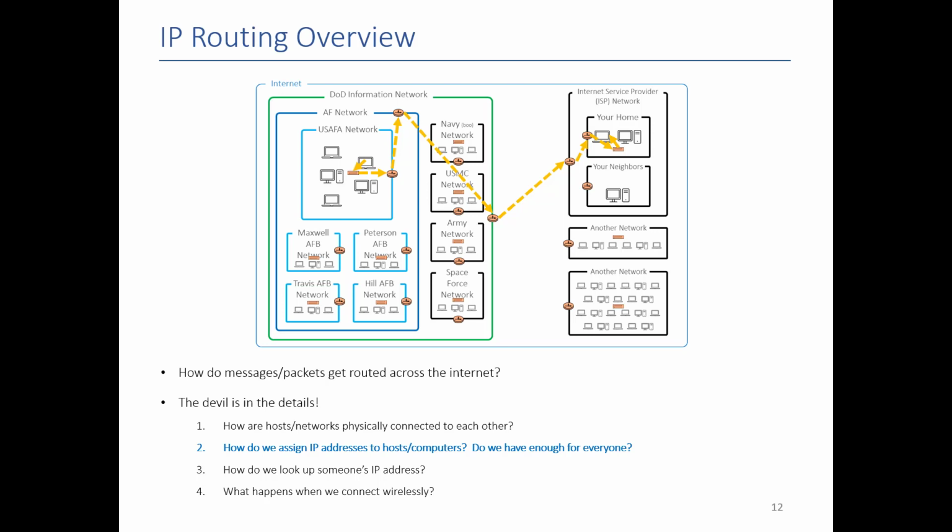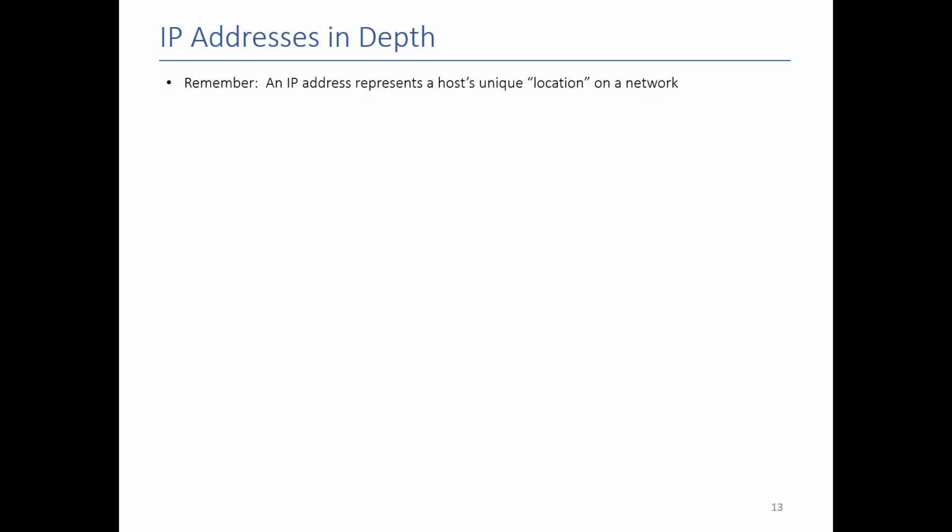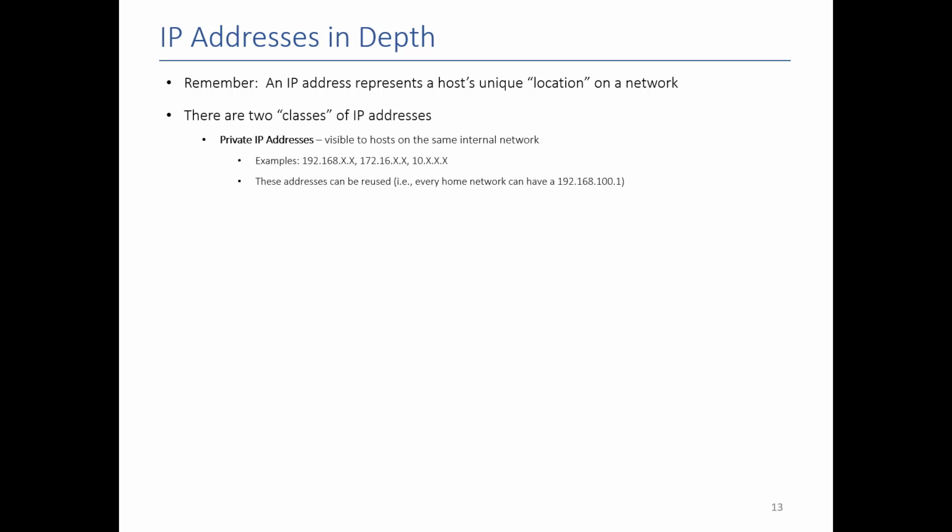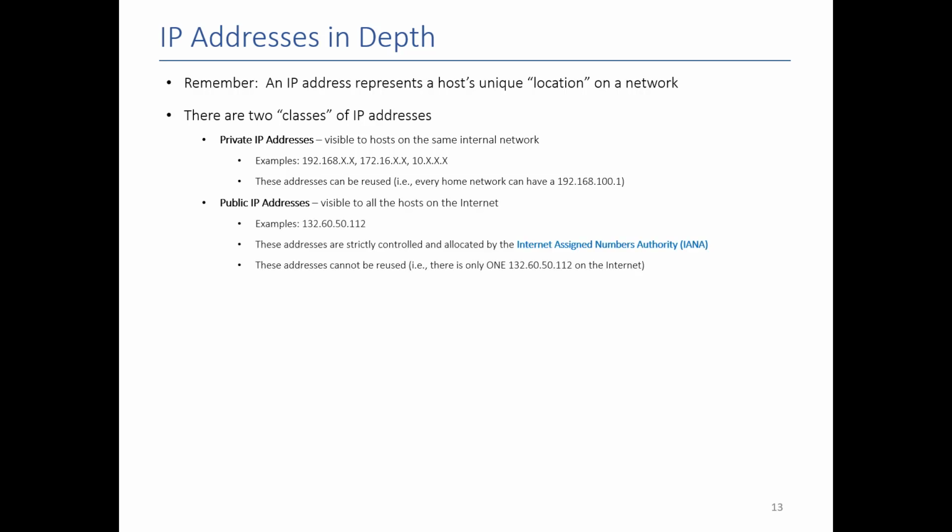So now that we've talked about how messages actually get routed from one network to another, let's talk about some other details. One that we glossed over last time was IP addresses. Remember that an IP address represents your location on the network, but we have two types of IP addresses. Private IP addresses are IP addresses that you can only see on your own network. On our home network, for example, most IP addresses start with 192.168, and it's just a standard that IP addresses that start with this are intended for private use. And then there are public IP addresses, and these are visible to all the computers on the internet.